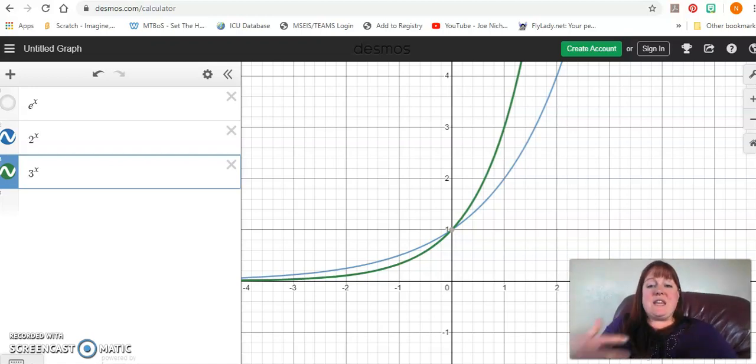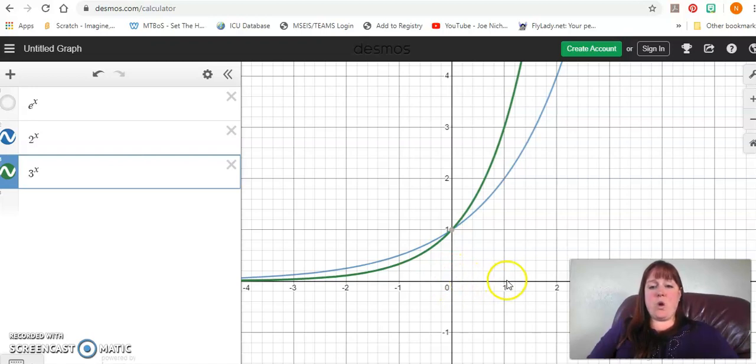What does the graph of e to the x actually look like? Well, you learned from the last video that e is about equal to 2.718 and then some more. So e is somewhere in between 2 and 3. So it should look somewhere in between the graph of 2 to the x and the graph of 3 to the x, right? Because when x equals 0, 2 to the x equals 1, and when x equals 0, 3 to the x equals 1.